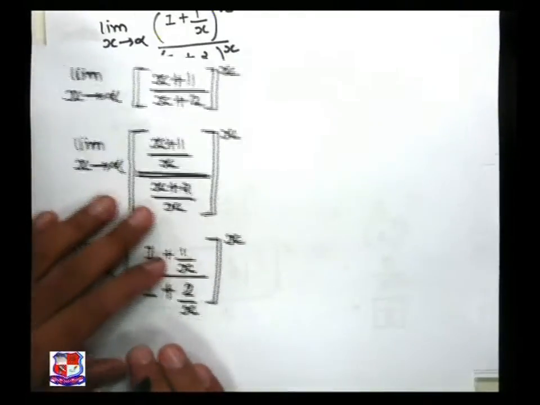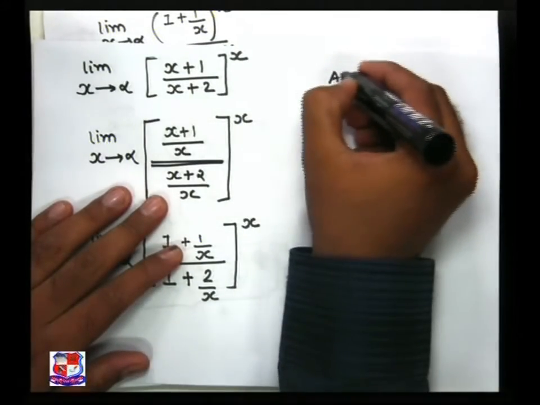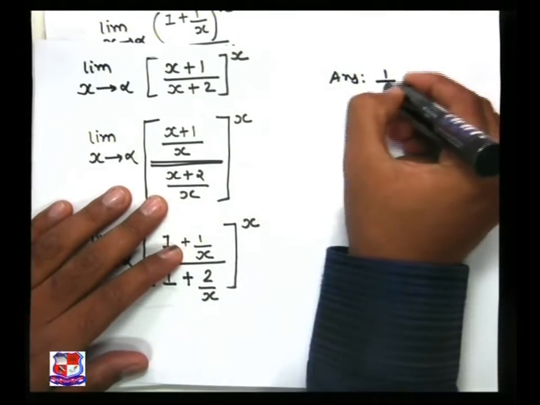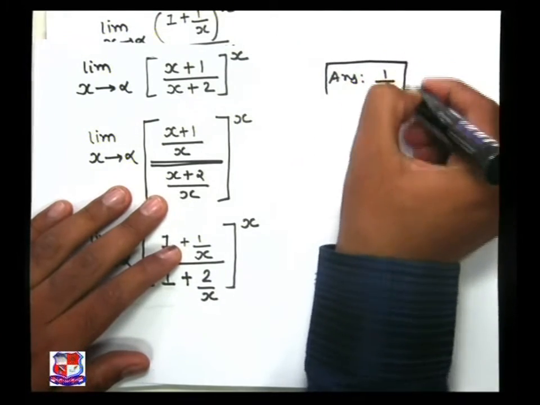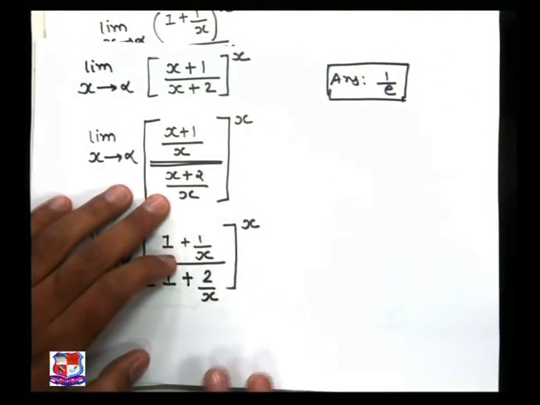So we write our answer. Our answer value, that is 1 upon e. Now we move to our next question.